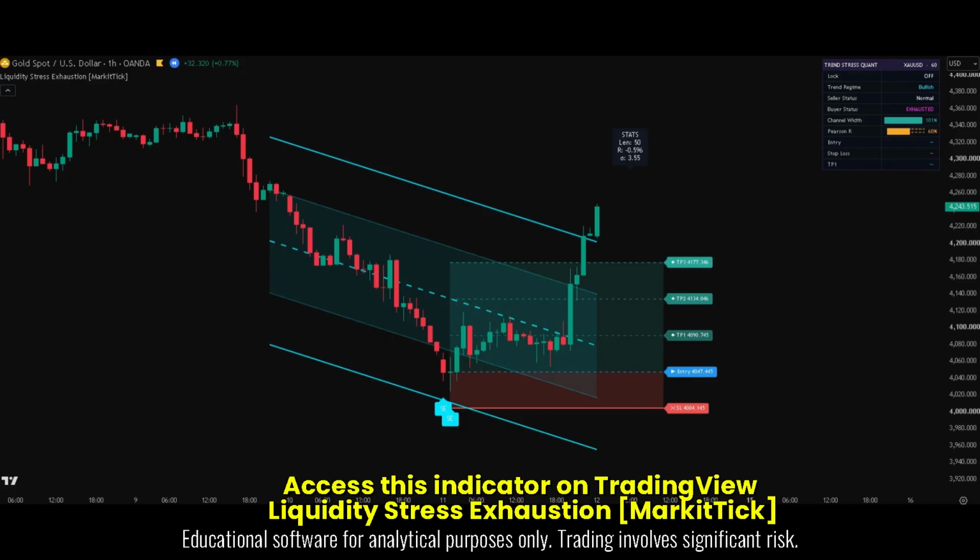Why combining volatility, correlation, and trend regime filters can help reduce false signals in a systematic framework. Warning: educational software for analytical purposes only. Trading involves significant risk.